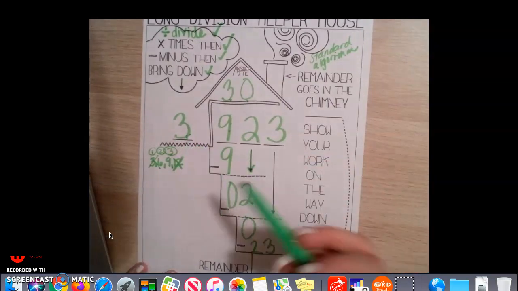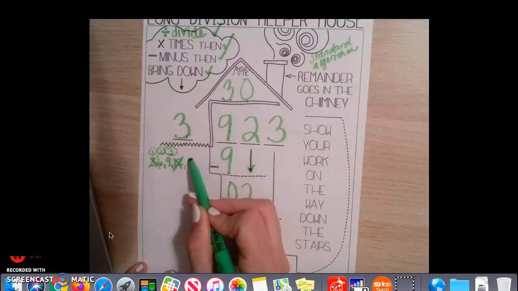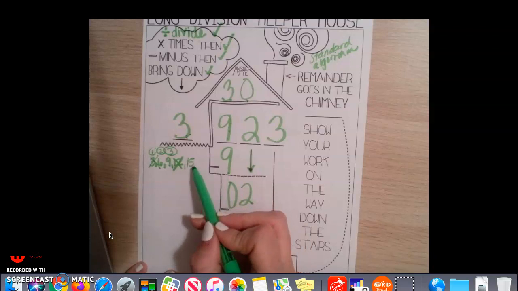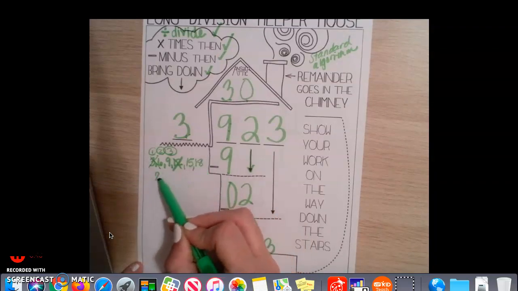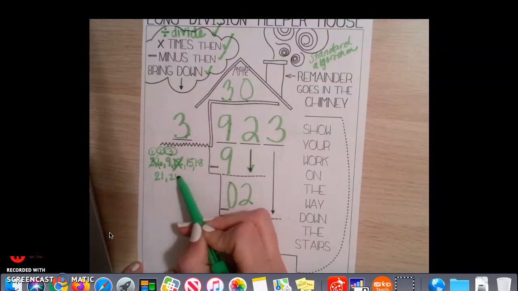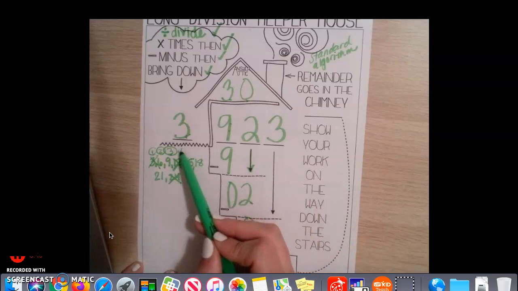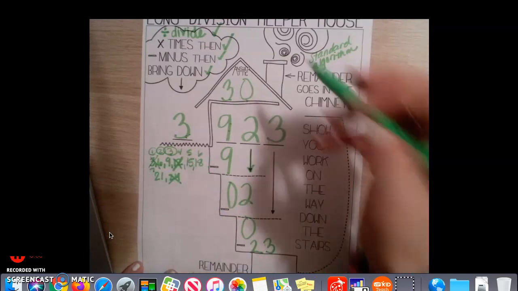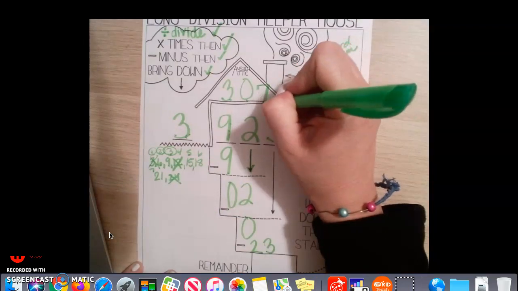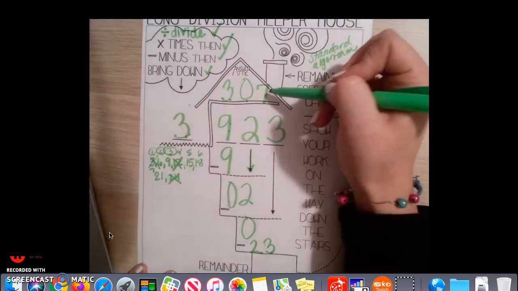So 3 goes into 23. So we have 12, 15. I'm going to go until I get to 23. We're over. 18, 21, 24. Oops, I went over. So 3, 4, 5, 6, 7. So this goes in 7 times. 3 goes into 23 7 times. So we put the 7 up top.